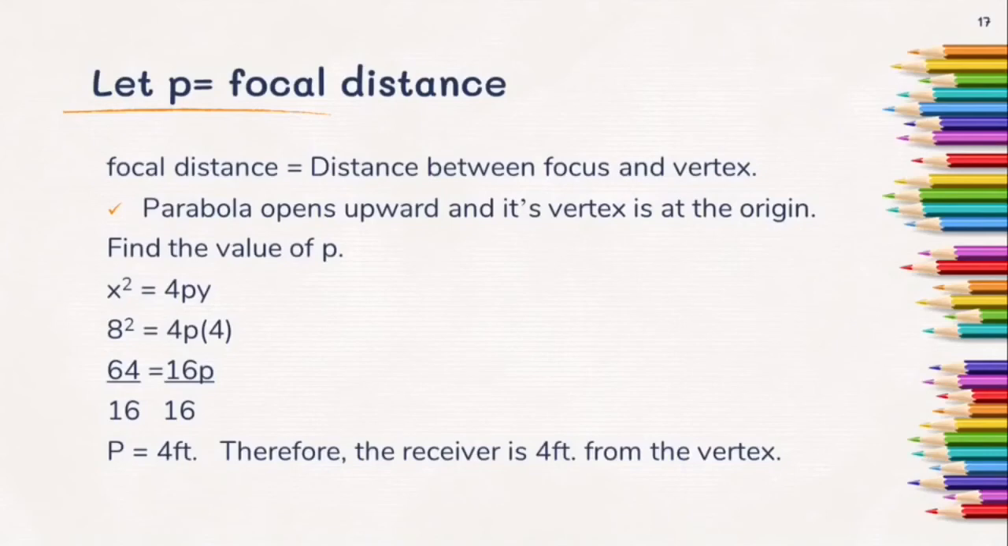We will use the formula x squared equals 4py. 8 squared equals 4p times 4. That will be 64 equals 16p. We will now divide both sides by 16. That will give us the answer p equals 4 feet. Therefore, the receiver is 4 feet from the vertex.